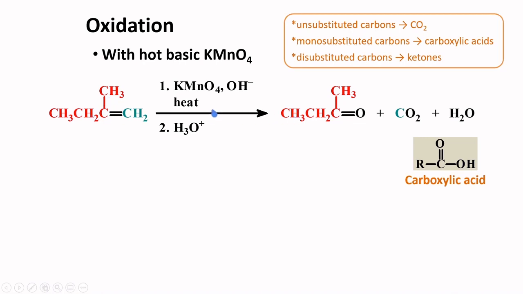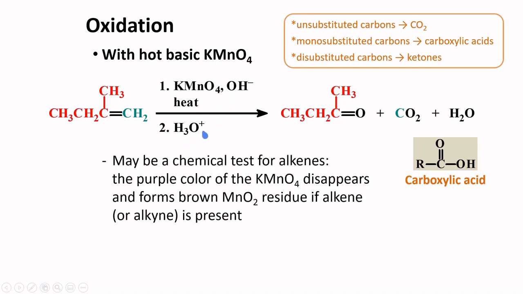This reaction always involves potassium permanganate in the presence of a base plus heating, followed by an acid workup. Acid is added to the reaction to neutralize the basic solution. This can be a chemical test for alkenes because potassium permanganate is purple in color. This purple color disappears and forms brown MnO2 residue if an alkene or alkyne is present.